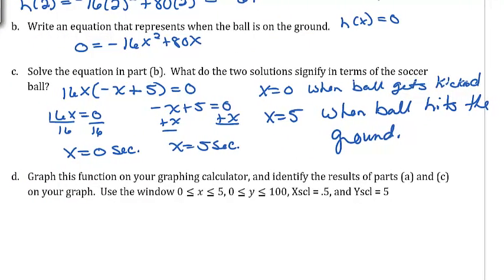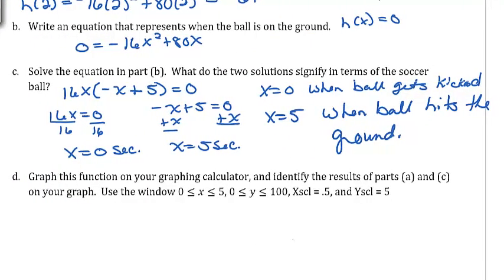And we want to graph this function on our graphing calculator, and they give us the window to use. We want to graph it from 0 to 5 on the x-axis, 0 to 100 on the y-axis, and then we want an x scale of 0.5 and a y scale of 5.